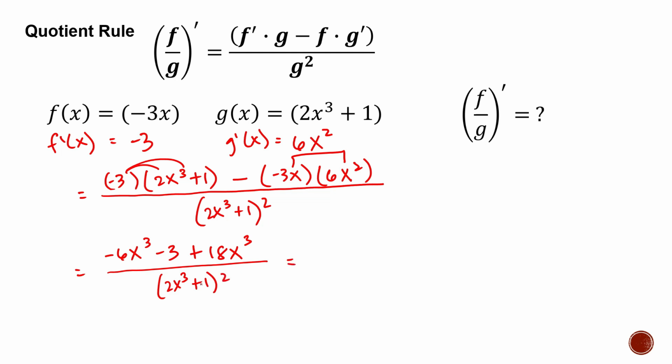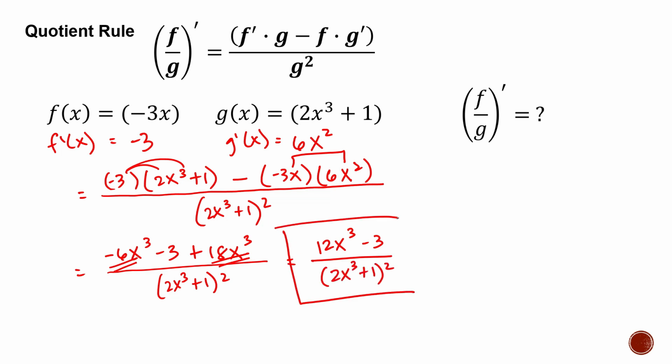And of course, our final answer is, simplify this, combine the two. Negative 6 plus 18 is 12. 12x raised to 3 minus 3, all over 2x raised to 3 plus 1, squared. There you go.